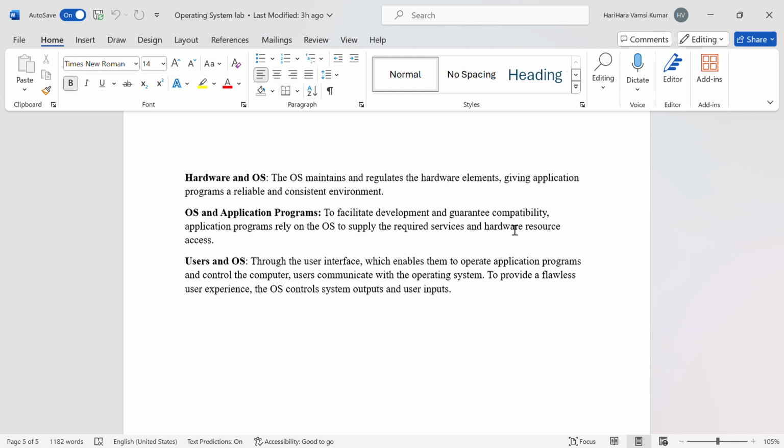User and OS: through the user interface, which enables them to operate application programs and control the computer or communicate with the operating system. To provide a flawless user experience, the OS controls system outputs and user inputs.